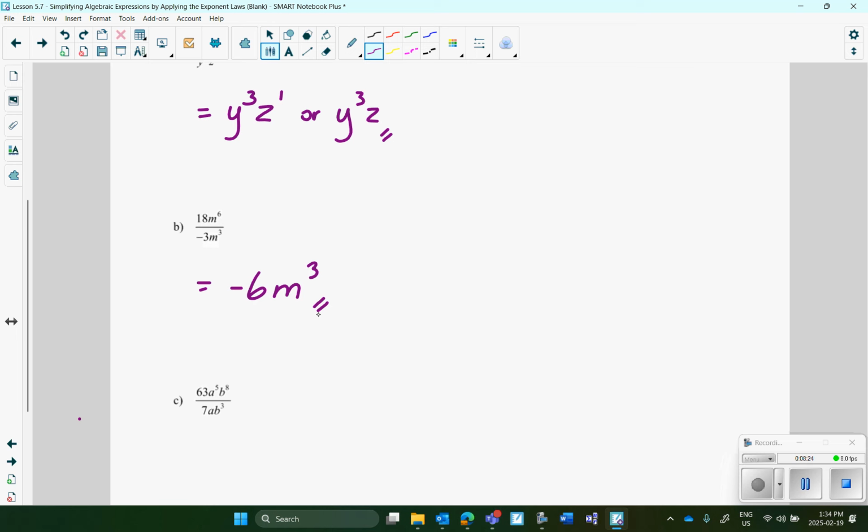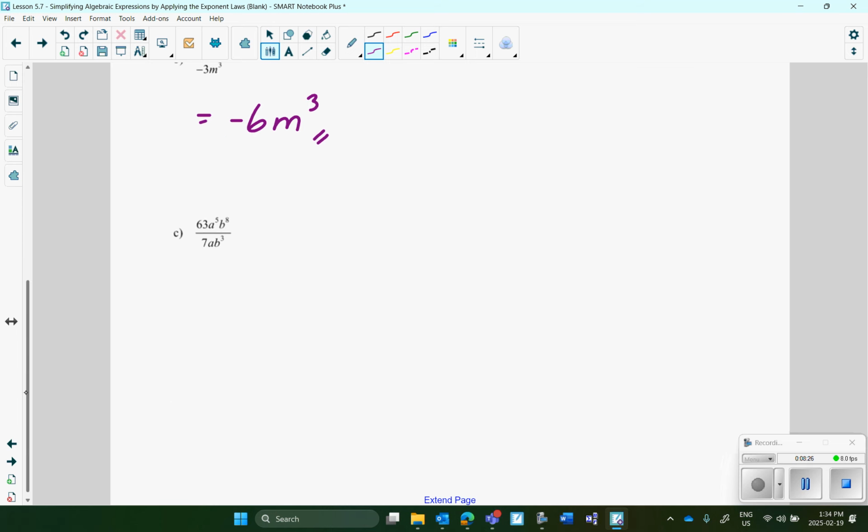Try the next one on your own. Remember, if it doesn't have an exponent with it, what do we write? A 1. So divide the numbers, then divide the a's, then divide the b's. Sienna, yeah? Isn't it 9 and then a to the 4 and b to the... Perfect, well done. 9a to the 4th, b to the 5th.